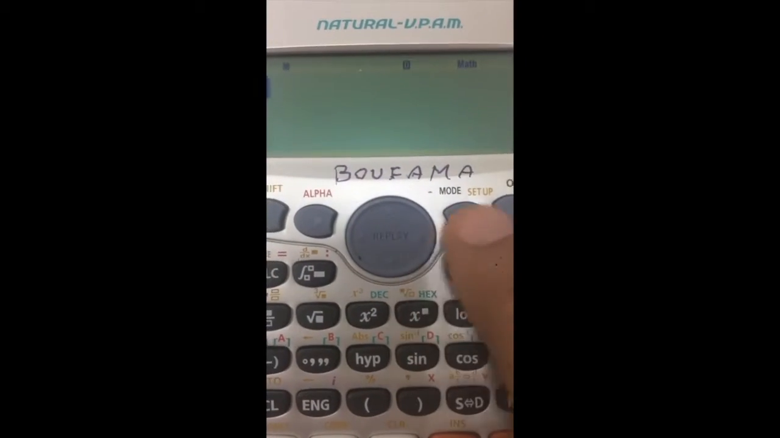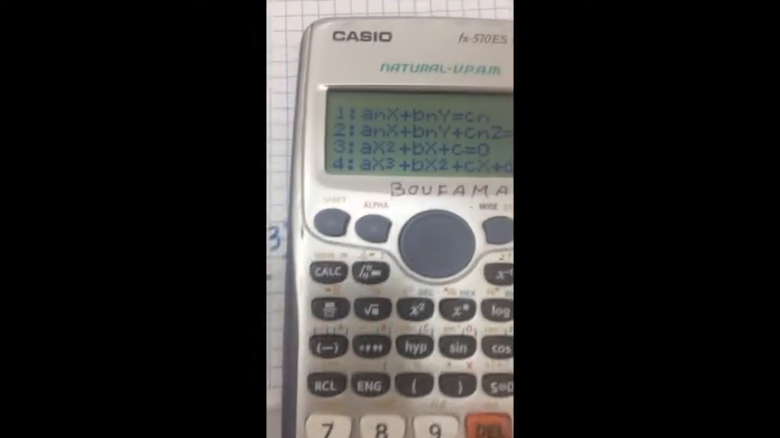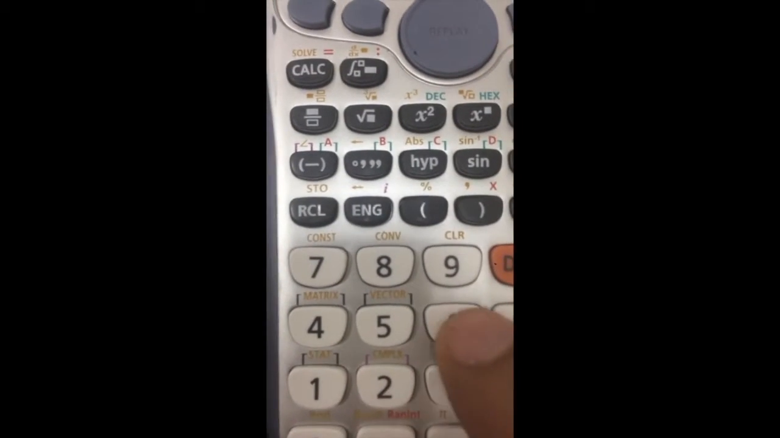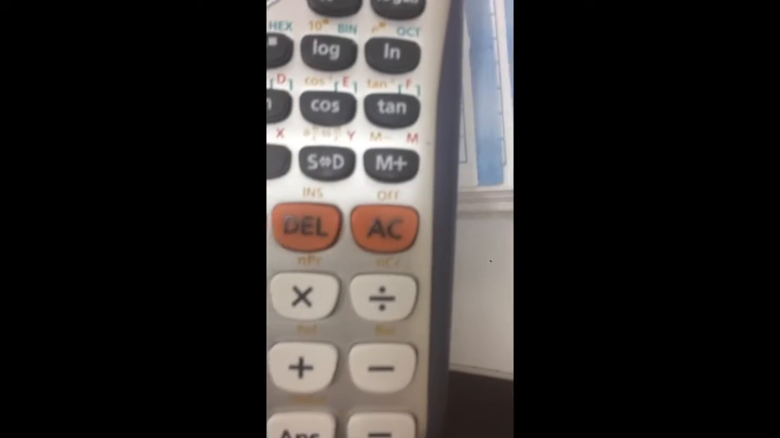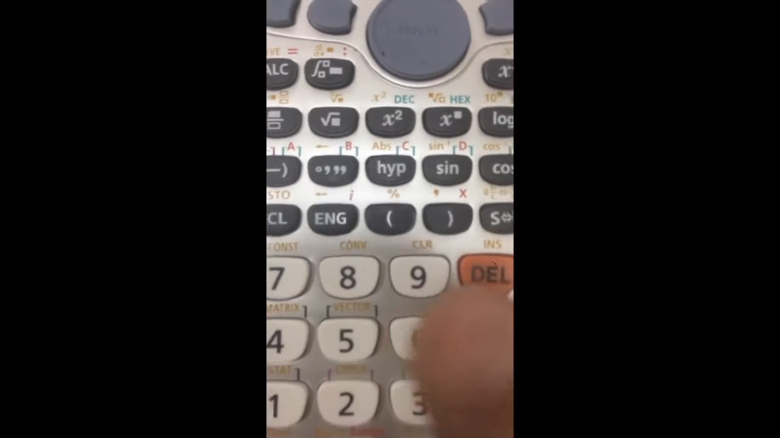Okay, I'll show you again how to set up. Mode, then 5, then choose quadratic, 3, option 3. Then enter your values a, b, and c. A is 6, equals, to move to b. B is 5. Press 5 and then equal.